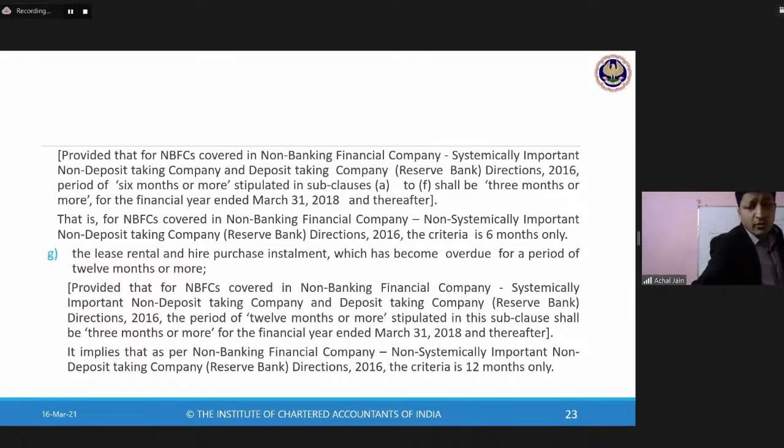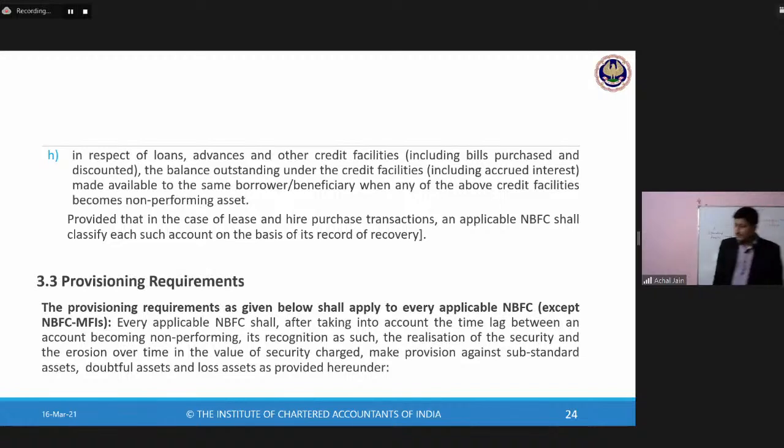Similarly, if we look at point number H, it says in respect of loans, advances, other credit facilities, including bills purchased and discounted, the balance outstanding under the credit facilities, including interest accrued, made available to the same borrower beneficiary when any of the above credit facilities becomes NPA. Okay. So for an NPA, we understood 8 points.